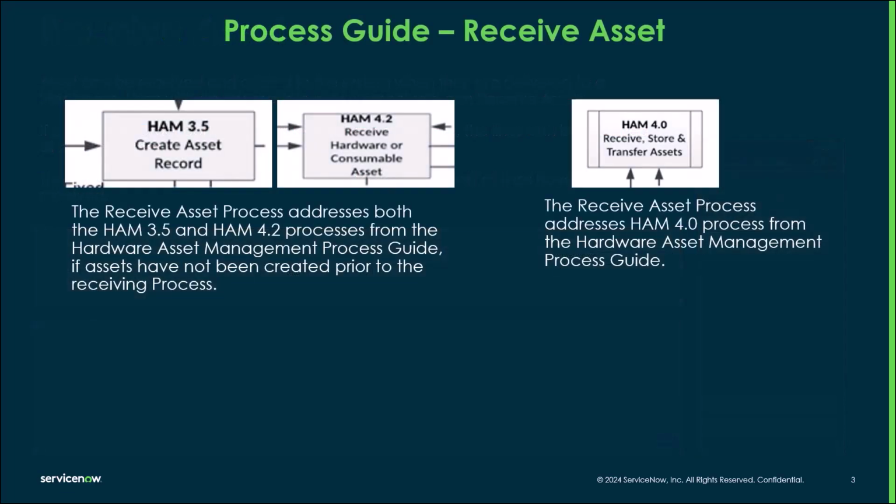The receive asset process addresses both HAM 3.5, create asset records, and HAM 4.2, receive hardware consumable assets processes from the hardware asset management process guide. If the assets have not been created prior to the receiving process, they can be created at this time. It also addresses the HAM 4.0 process, which is receive assets. Assets can be received for a purchase order in the platform UI or on the agent mobile app when the receiving user has the correct procurement role.